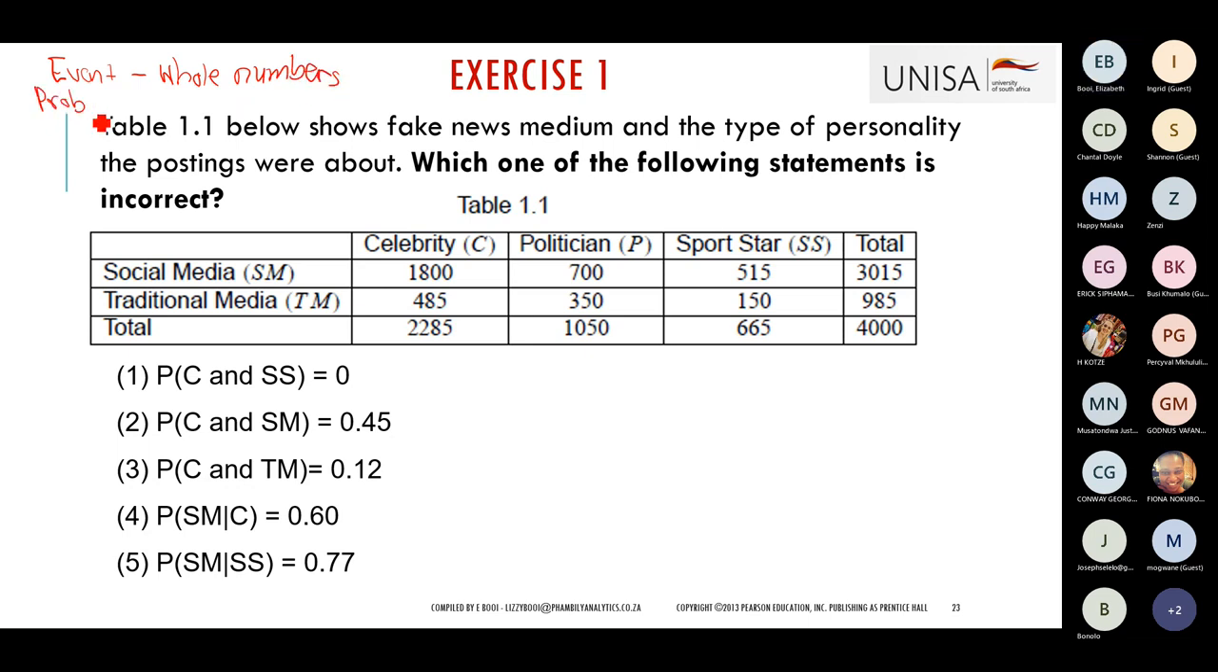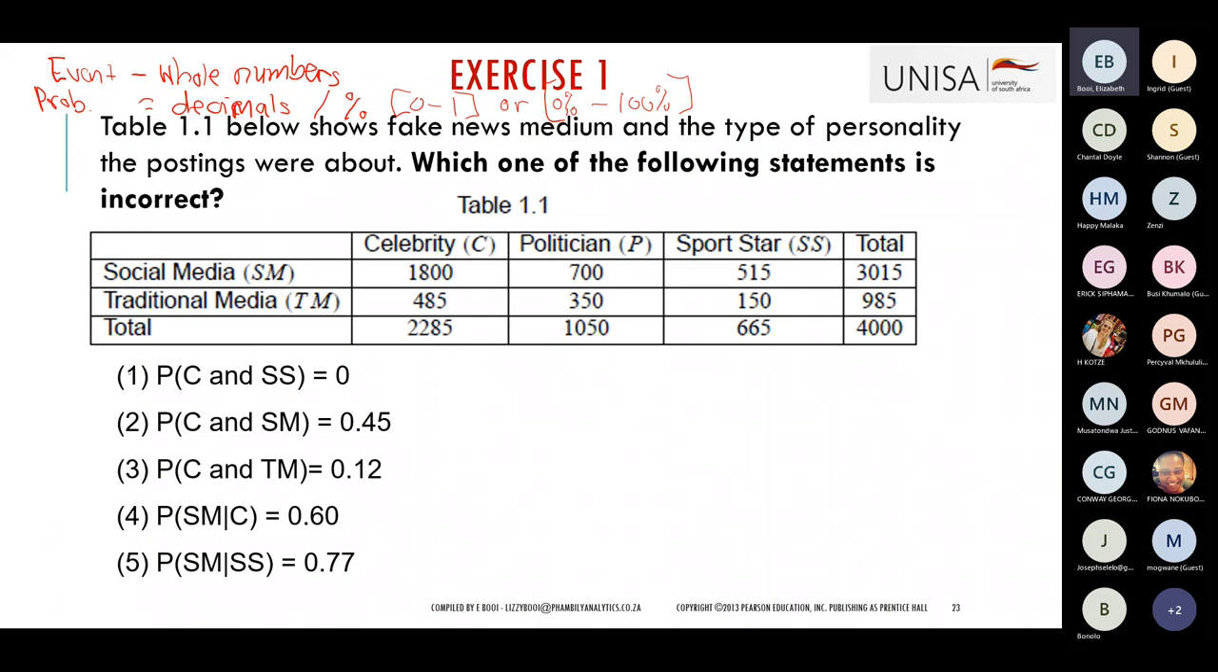Probabilities, there will be decimals, or percentages. If you get a table and it has decimals like 0 point something that are between 0 and 1, or they are between 0% and 100%, then you know that these are probabilities. If it's whole numbers, then you know that there are events. So we're going to apply the formulas for the events.